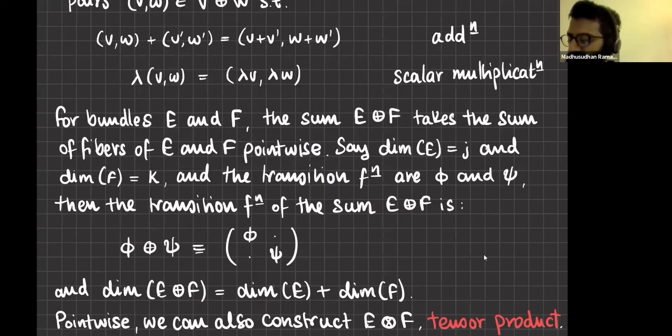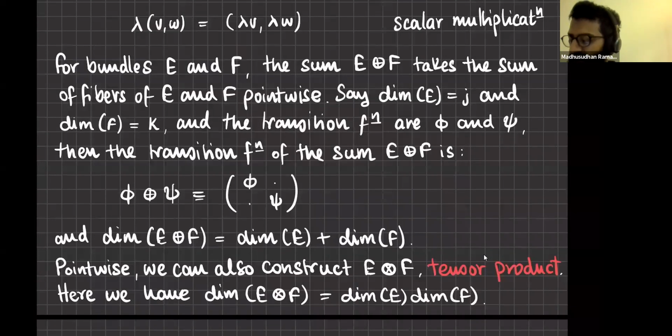Again, pointwise, you can also construct the tensor product bundle. We know how to construct the tensor product for vector spaces. Here, the dimension of the tensor product is just going to be the product of the dimensions of the individual vector spaces. So really, all I'm saying is that there's a laundry list of constructions I can carry out. All of them are just the usual constructions for vector spaces, but done fiber-wise or pointwise in this case.